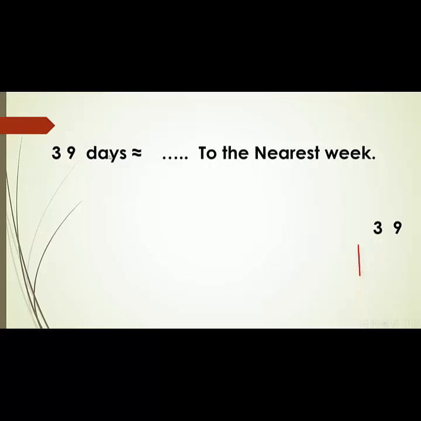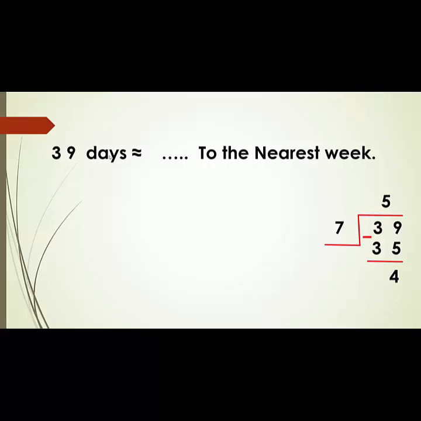Another exercise. Here, 39 days. I want it to the nearest week, teacher? Yes. I said when I want to convert from the smallest to the greatest, I will make division. I will divide 39 by 7. 7 times what equals 39 or nearest to 39? Yes, 7 times 5 equals 35 and the remainder will be 4.